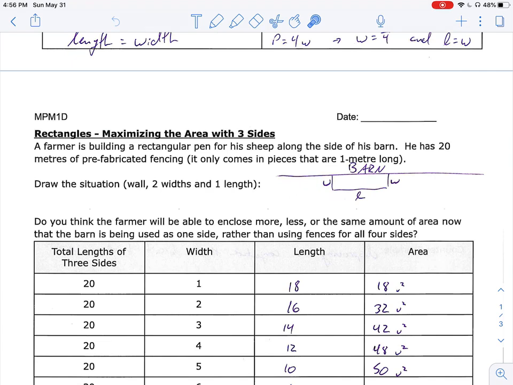So he's using the side of the barn as one of those perimeter pieces, and what he needs to buy material for are these 3 sides.